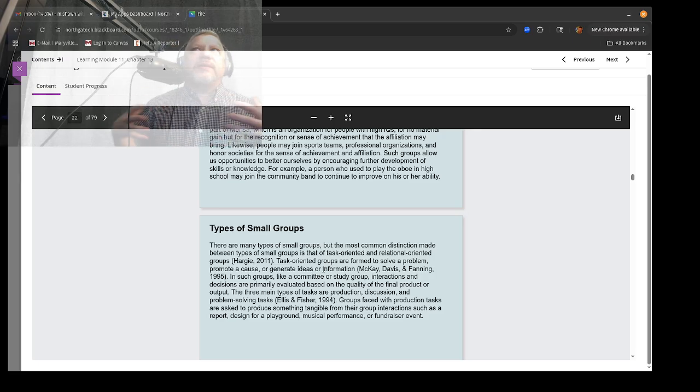When we think about the types of small groups, there are so many different types. And we're going to cover some of the more routine small groups because, again, this is one of those things where communication in this way, goodness gracious, I could teach probably a whole class in group communication. So when we think about small groups, typically they're task-oriented or relationship-oriented groups. Task-oriented groups solve problems, promote a cause, generate ideas, get information out.